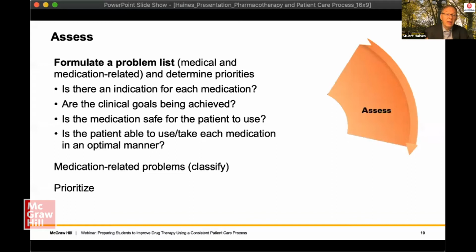And finally, is the patient able to use the medication or take it in an optimal manner? And that's not just taking it each day, but is their administration procedure correct and optimal? And things of that nature. So it's the time of day that they're taking it, the foods that they're taking it with. From those, as we begin to formulate and understand what those potential issues are, we begin to formulate medication-related problems and classify those so that we have a shared understanding, a shared language about the kinds of problems that were identified during the assessment process, and we begin to prioritize those. So that in a particular visit, we may only deal with one or two of those issues.